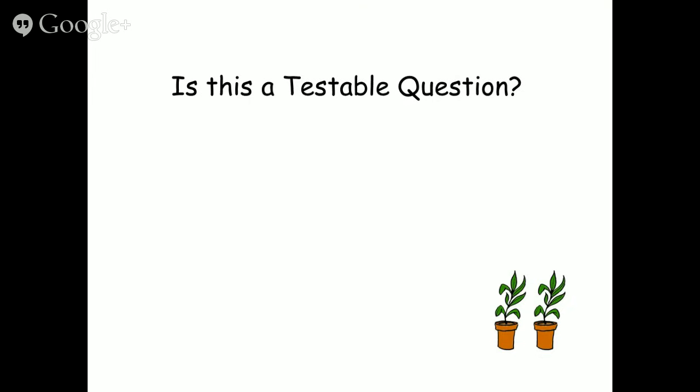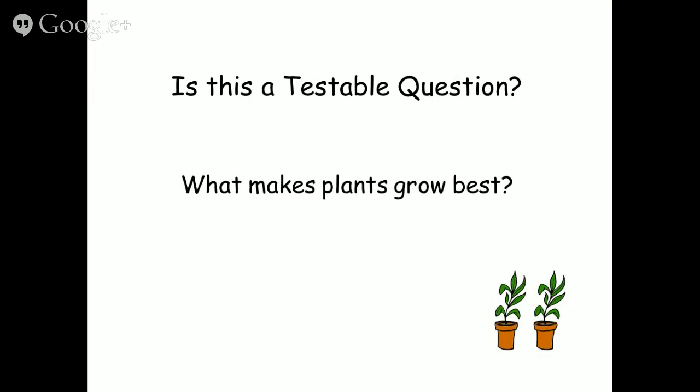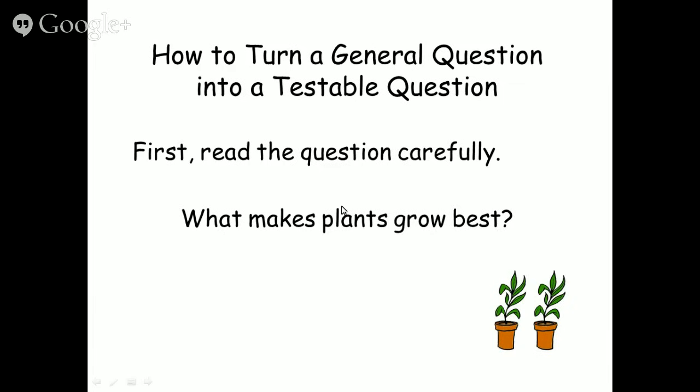Is this a testable question? What makes plants grow best? Can you identify two variables in this question? I see plants and I see grow, but really I don't see two different variables, one being measurable and one being changing. So I'm not sure that this is a testable question.